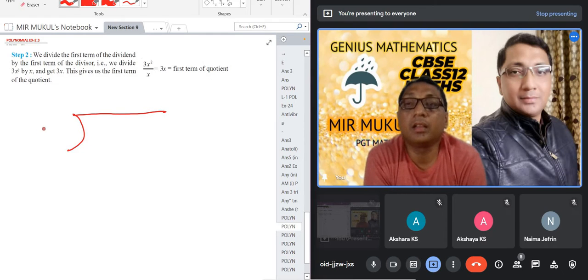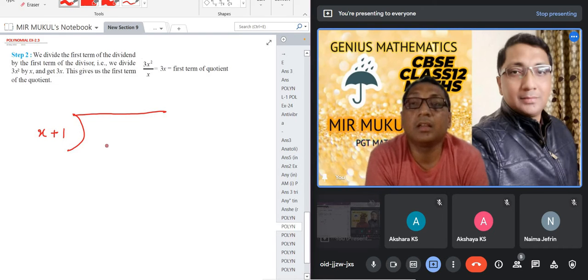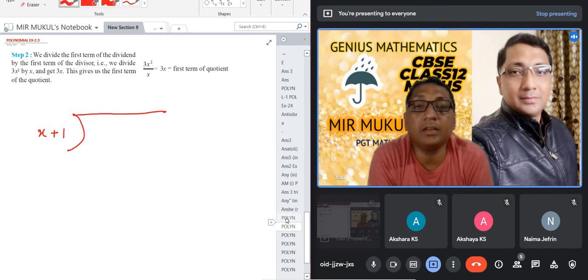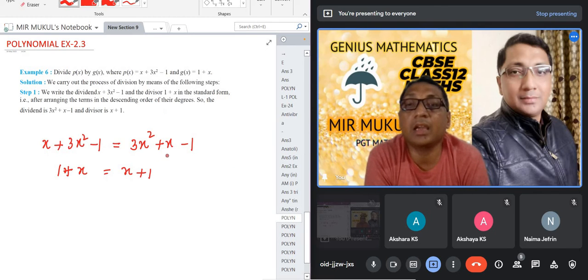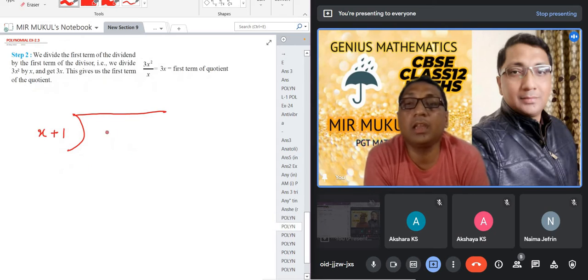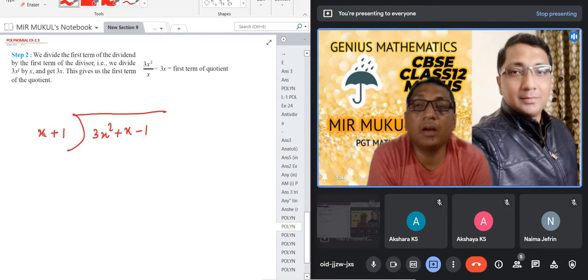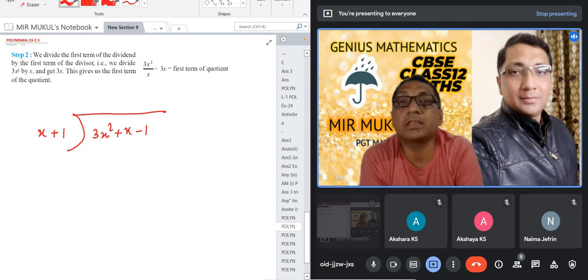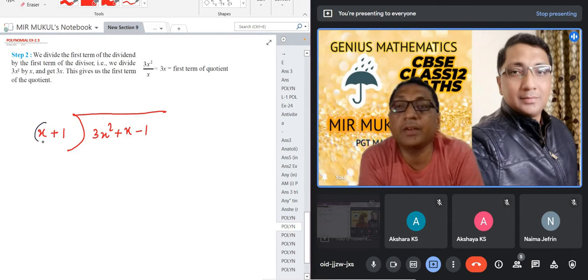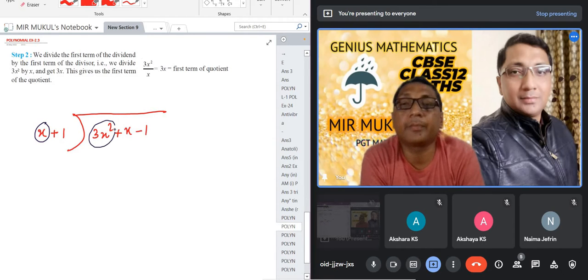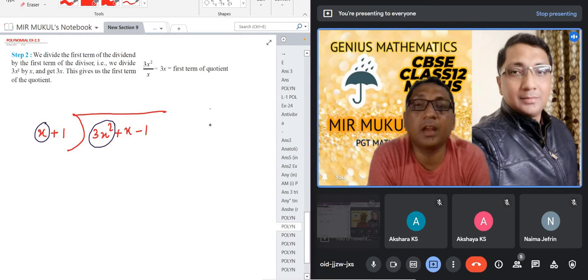So we write x plus 1 as the divisor, and the dividend was 3x square plus x minus 1. Now check its first term. The divisor's first term is x and the dividend's first term is 3x square. If you divide, do it in the rough portion, on the right side you draw rough.